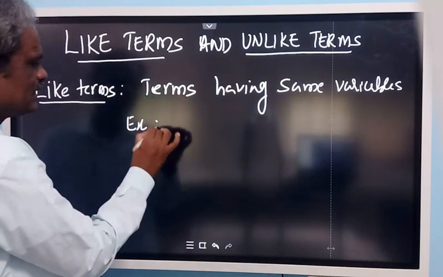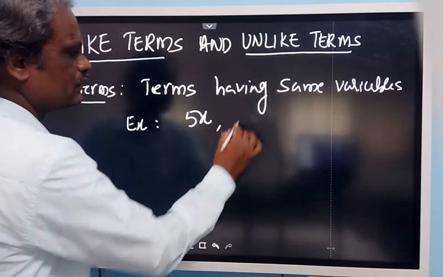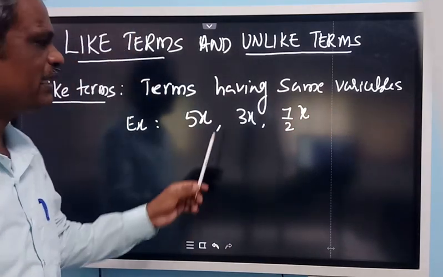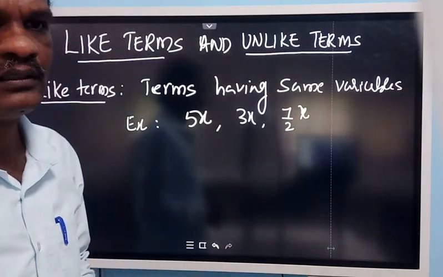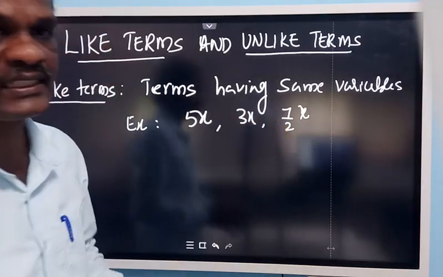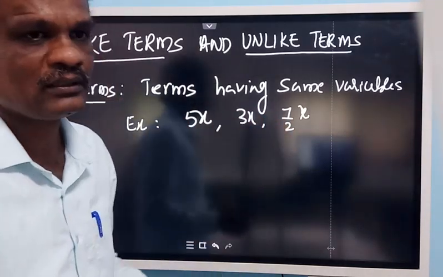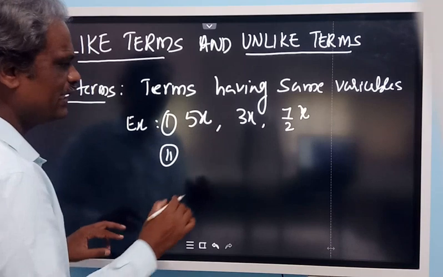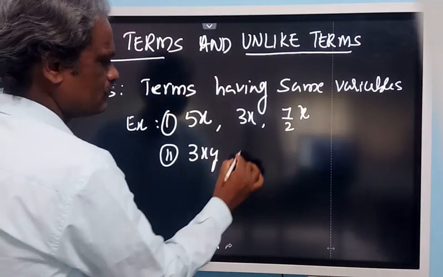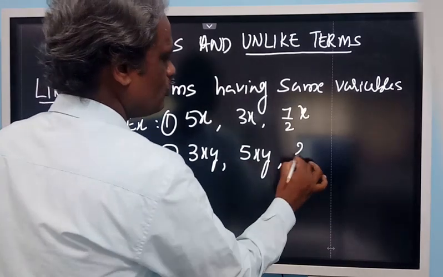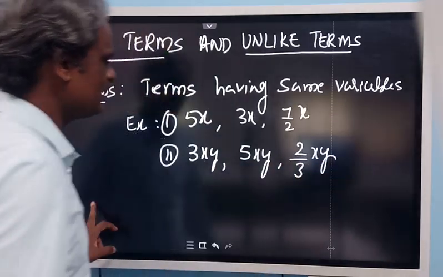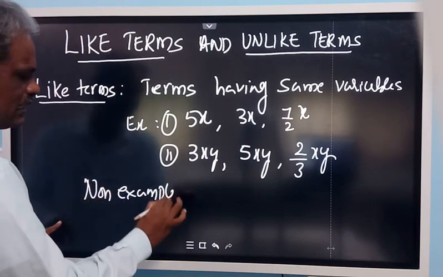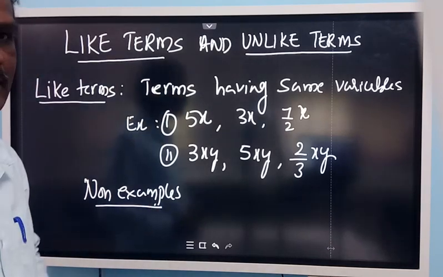Example: 5x, 3x, 7 by 2x. Here the variable is x. Coefficients can change, the numbers can be anything, but the variable should be the same. These are all like terms. Another example: 3xy, 5xy, 2 by 3xy. These are all examples. Some non-examples I will also give you, which are not like terms.